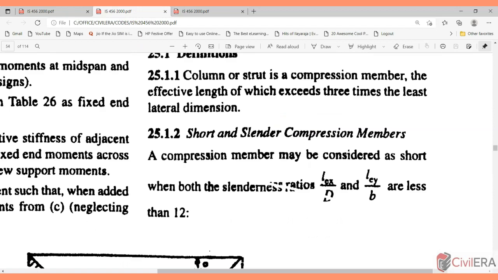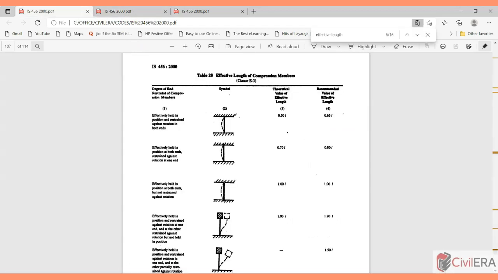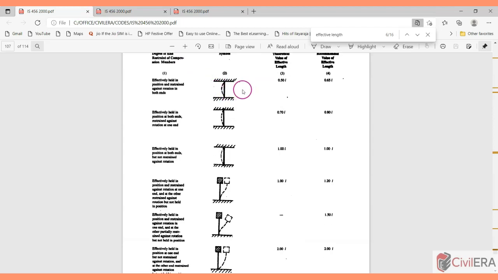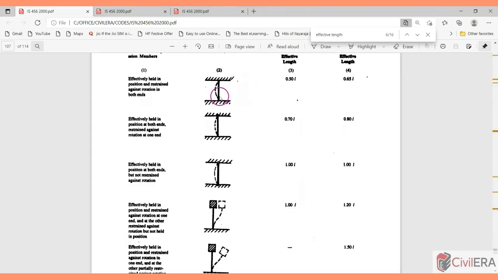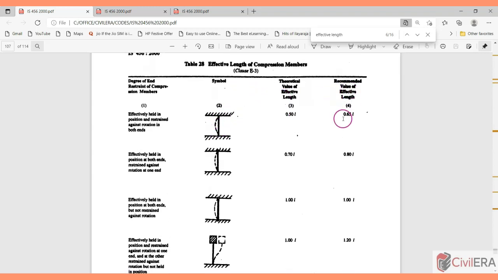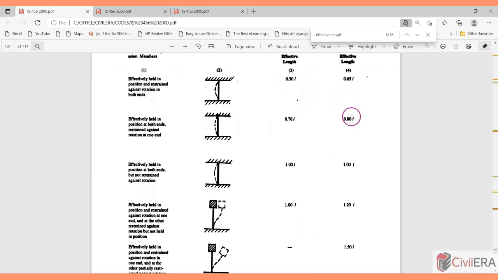Many students and many engineers, even practicing engineers, take this particular value from table 28. Here it says if you have both your top and bottom fixed, then you have a recommended length of 0.65 L, and if it's pinned you have something else. So my question is, are you in fact pinning or fixing your joints, not the support? I'm talking about the column beam junctions in your analysis model.